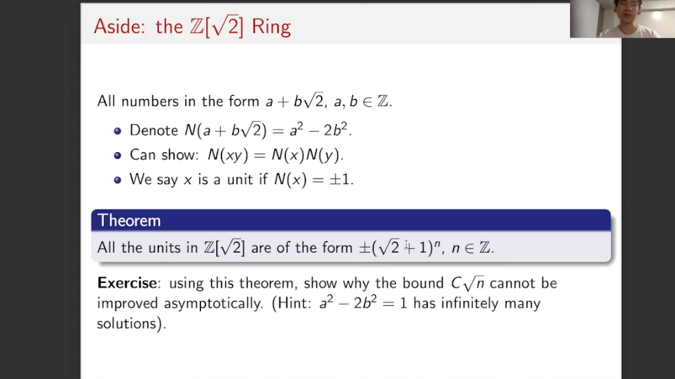When I say asymptotically, it means that again we don't care about the constant, we only care about how the size of the set A grows. So we cannot say that the statement is still true when we replace square root n with things like cube root n or square root n divided by log n or whatever. No, square root n is the best we can do. And why is it true? Well, one thing is that a squared minus 2b squared equals 1 has infinitely many solutions. And why is it so? Because of this theorem.